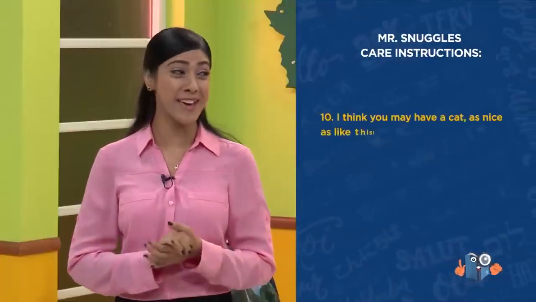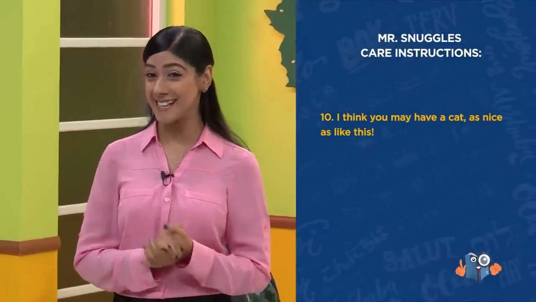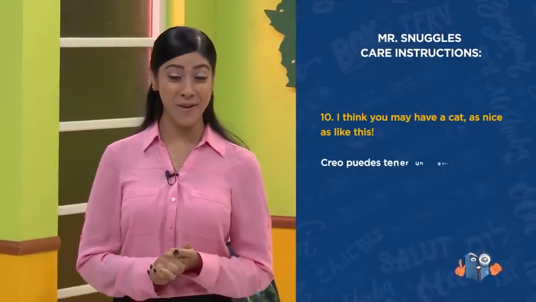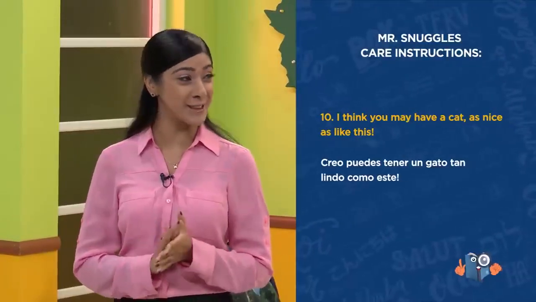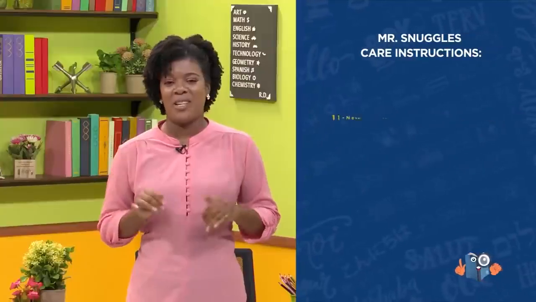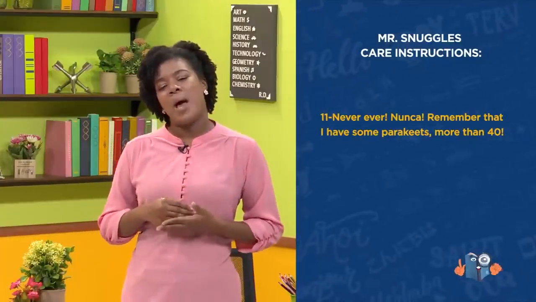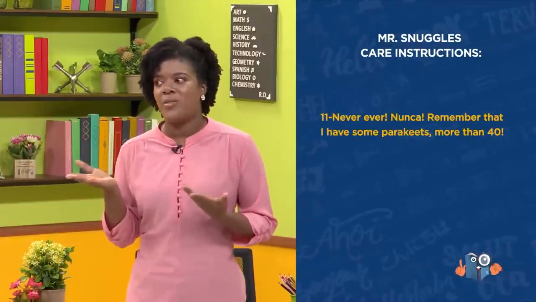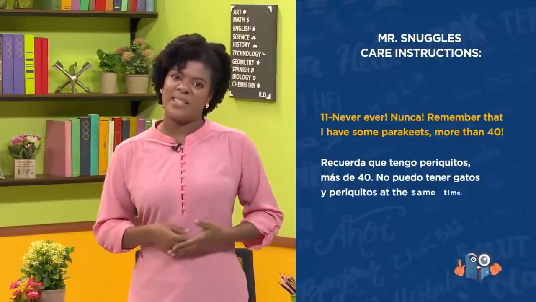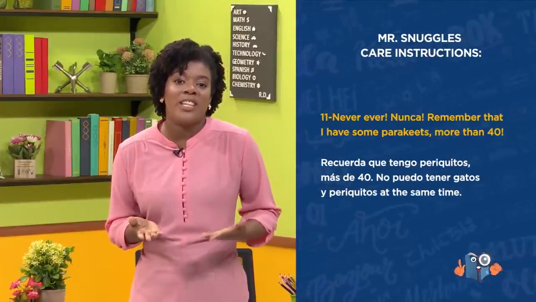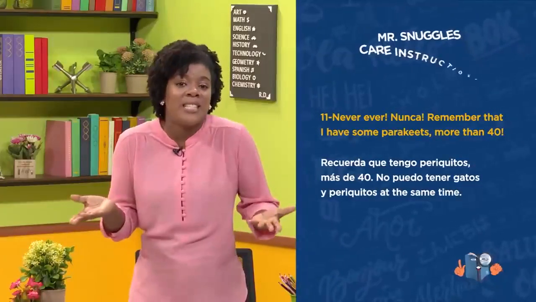Ricey, I think you may have a cat as nice as this. Never ever, nunca. Remember that I have some parakeets, more than 40. No puedo tener gatos y periquitos at the same time.